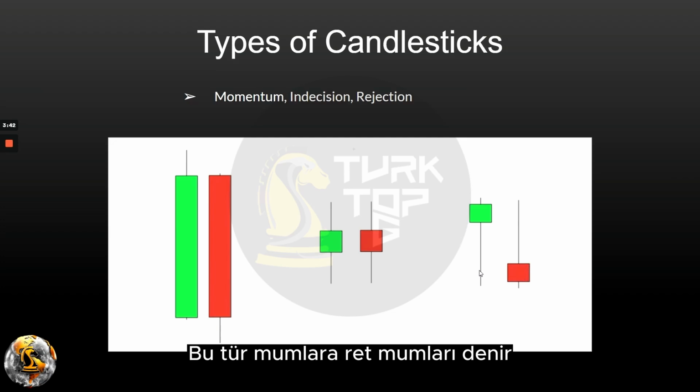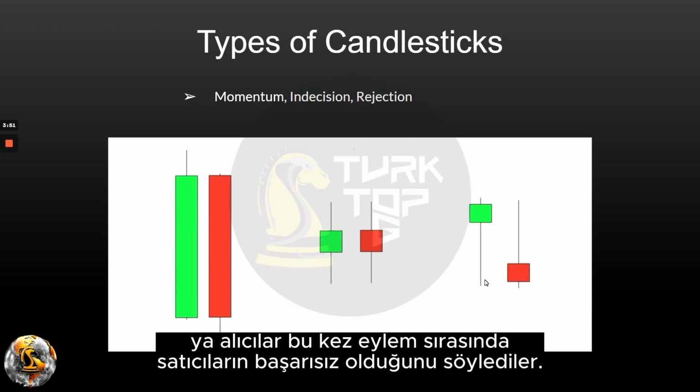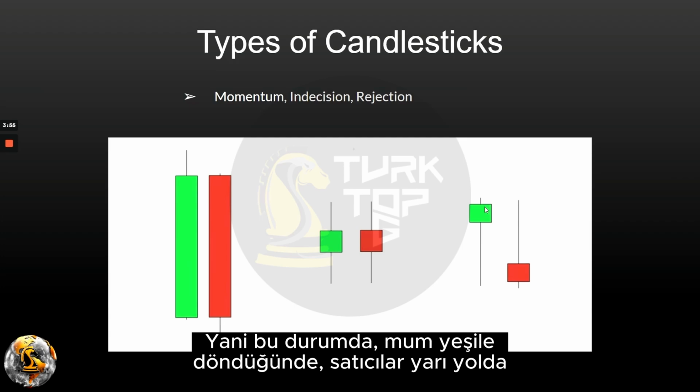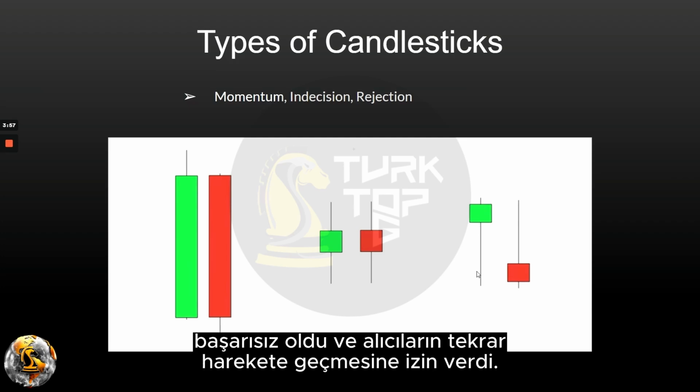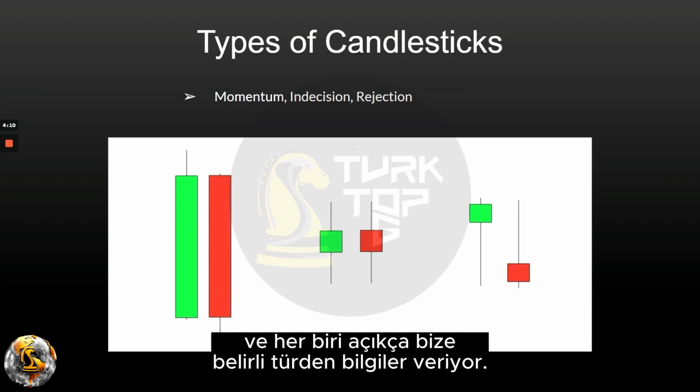So these kinds of candles are called rejection candles, and it just shows that one side, either the buyers or sellers, failed during the action this time. In this case, when the candle closes green, the sellers failed somewhere midway and let the buyers come back into the action. Vice versa for this one. So these are the main types of candles, and each one obviously is giving us a specific kind of information.